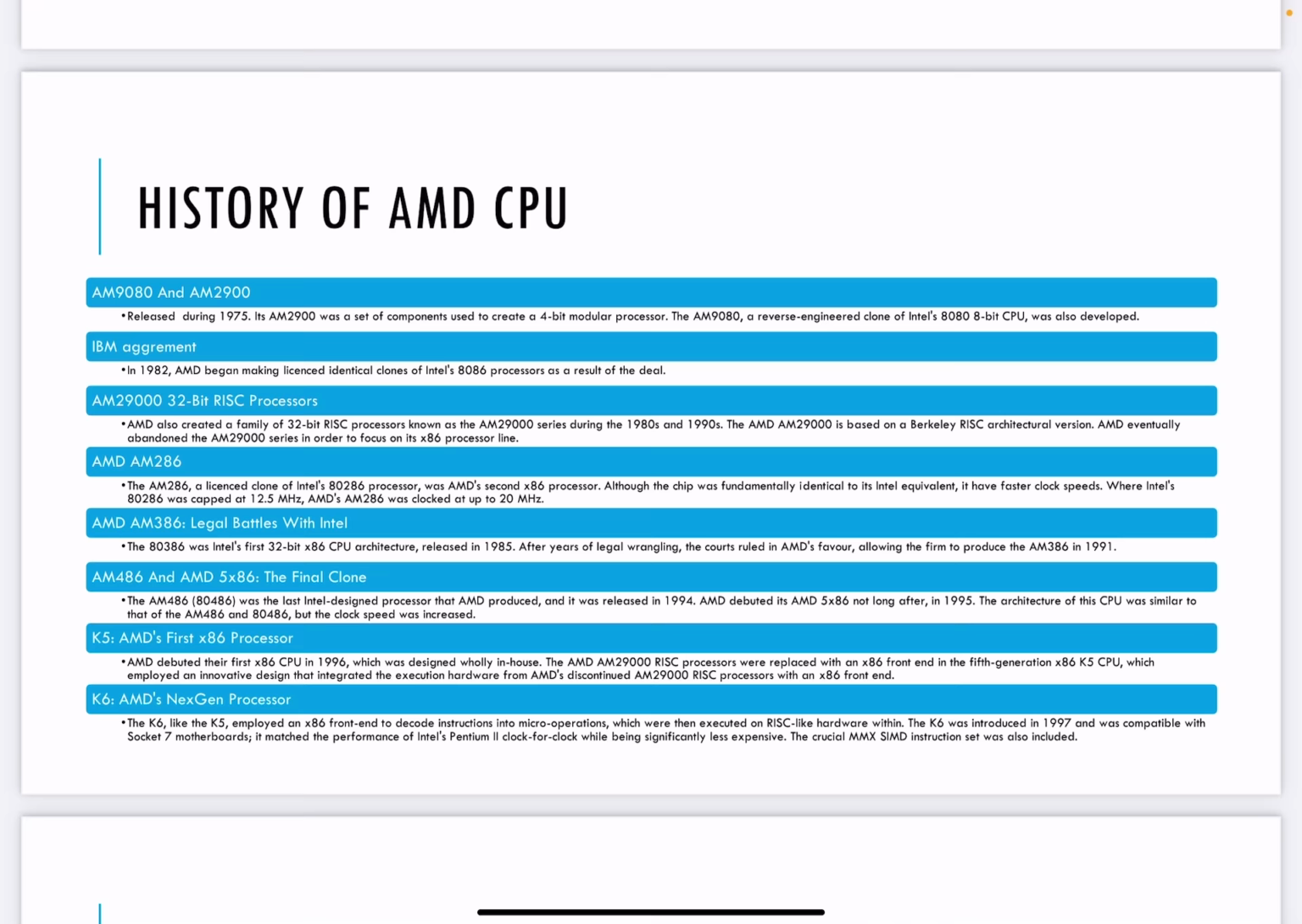Next, AMD created the AMD 2900, a 32-bit RISC processor. It is based on the Berkeley RISC architecture version. And then the AM2X6. Going to the 3X6 is a legal battle with Intel. It was released in 1985. And then the AM4X6 and AM5X6, the final clone. It was the last Intel processor that AMD produced, and it was released in 1994.